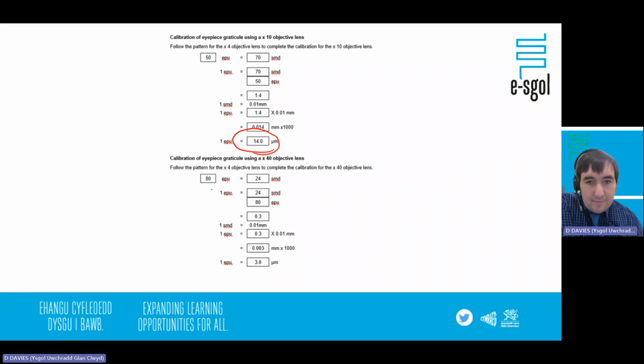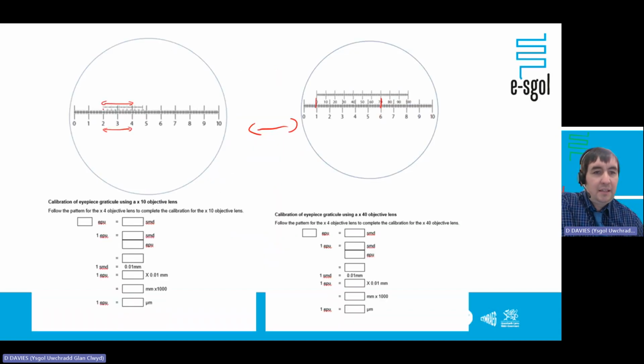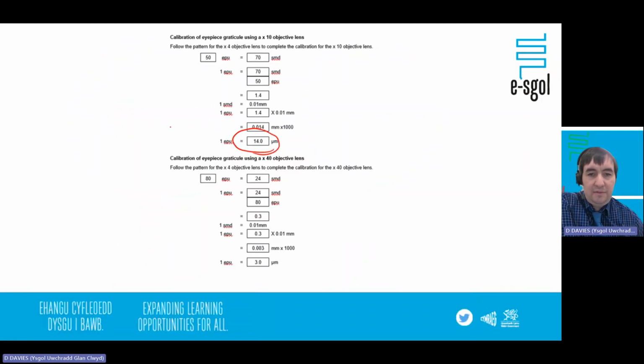Okay, so times 40 objective lens. It's 80 eyepiece units, so that would be the 80 that we had here, and there would be 24 stage micrometers. 24 divided by 80 is 0.3. So that 0.3 multiplied by the value of one stage micrometer unit, 0.03, multiplied by 1,000. That means that one eyepiece unit on the times 40 is 3 microns. Sorry those pictures were the wrong way around initially, but that's no matter if you've worked them both out. You should be getting something near these.